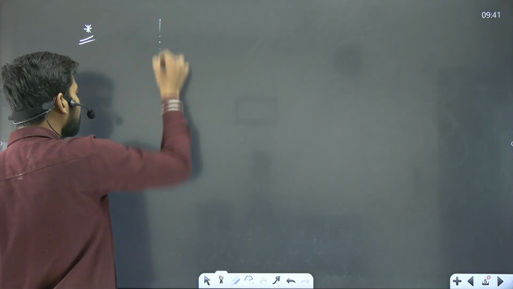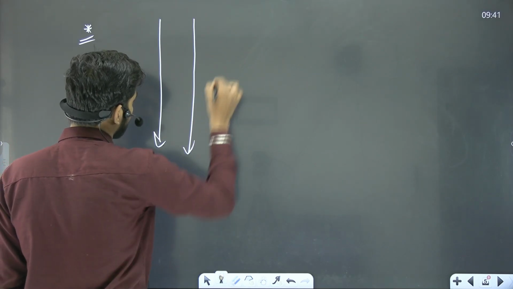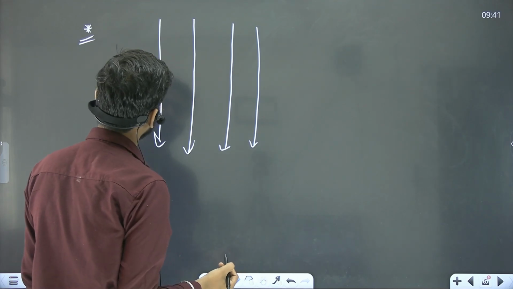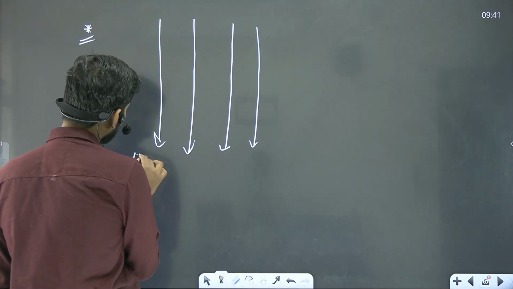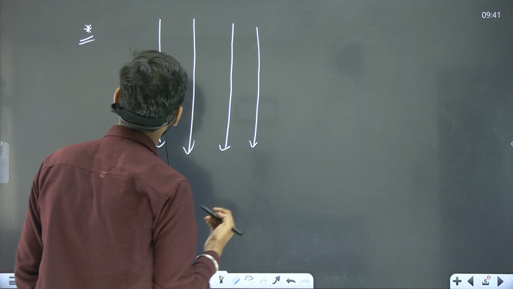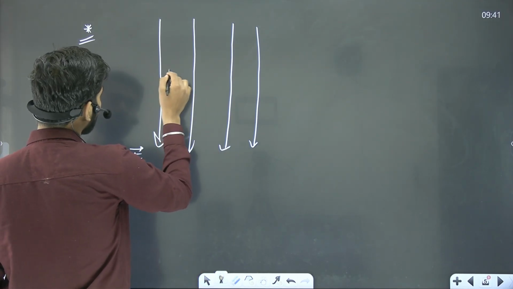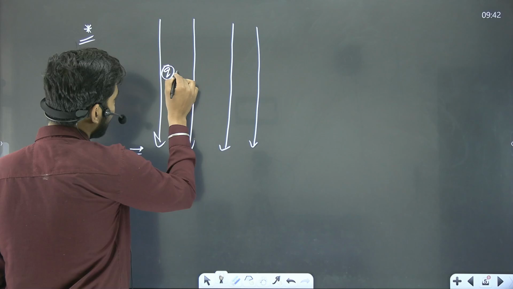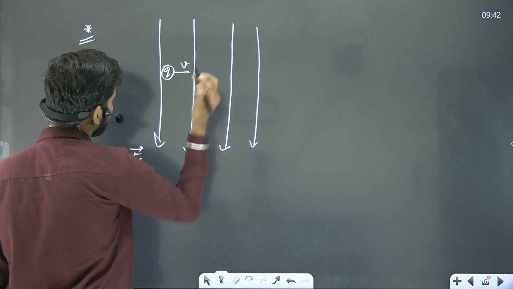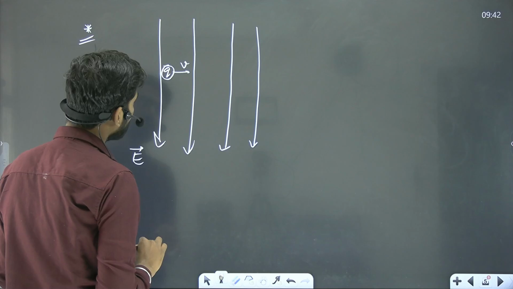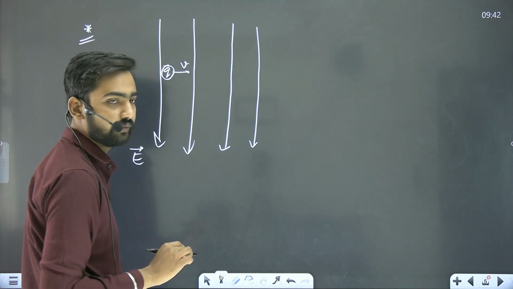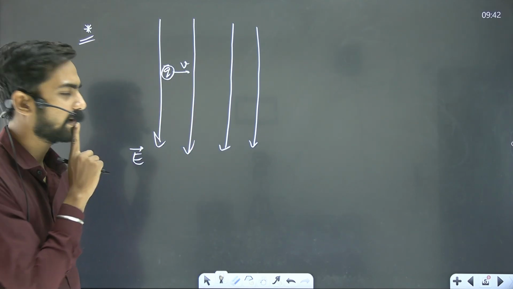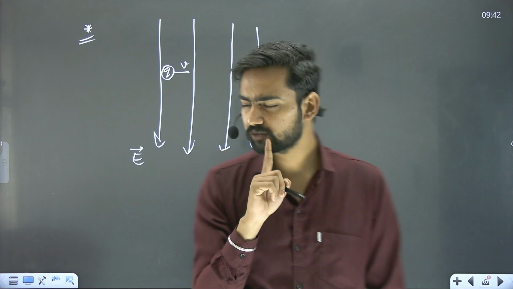Let's suppose my electric field is in this direction, and it's a uniform electric field. And let's suppose I have thrown one positive charge and given it some initial velocity v. Once I have given it some velocity v, how will it follow the path? What could be the path of this charge?